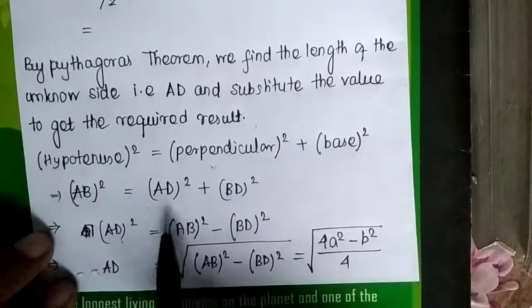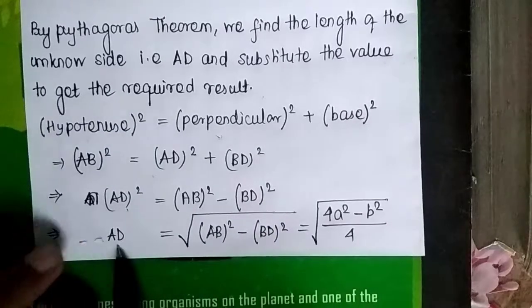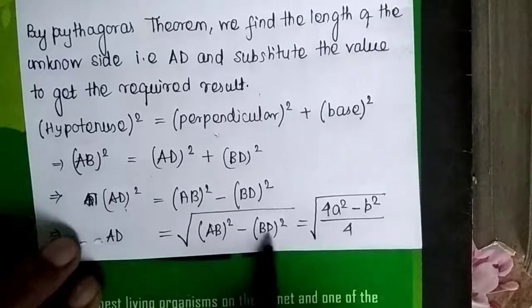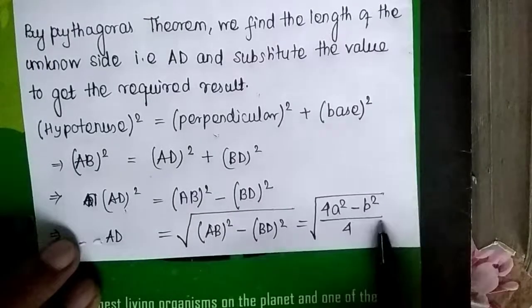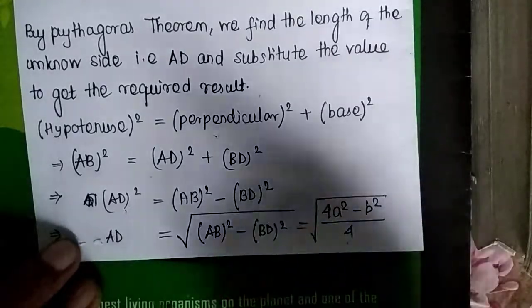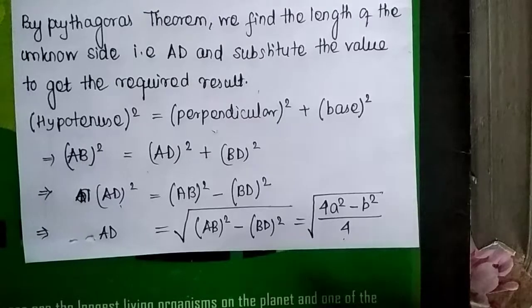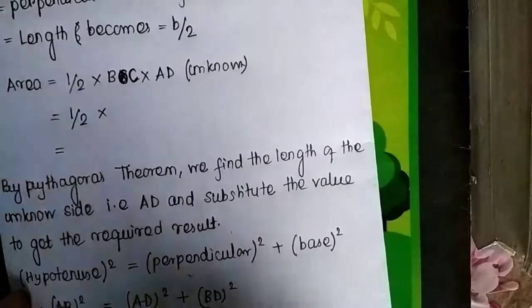So we write AD square equals AB square minus BD square. At last, by calculating the values, we get root over 4a square minus b square by 2 as the required answer, and we substitute the value right there and get the required answer. So here BD means it will be BC, not BD, it will be BC.